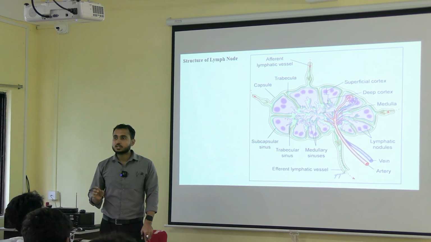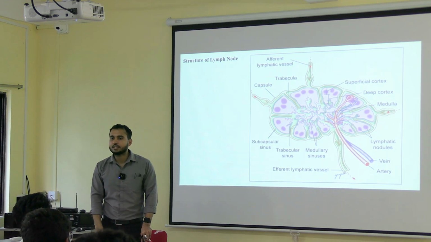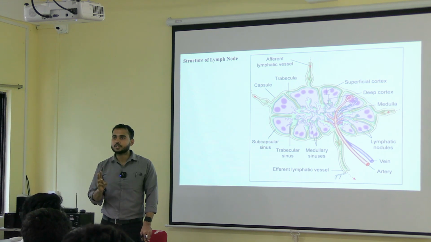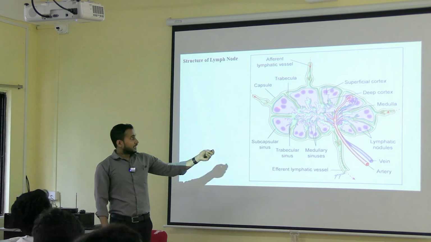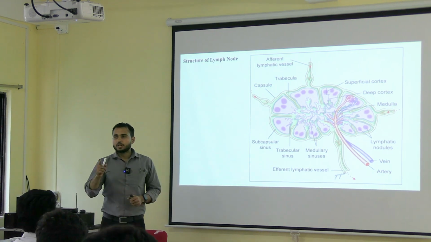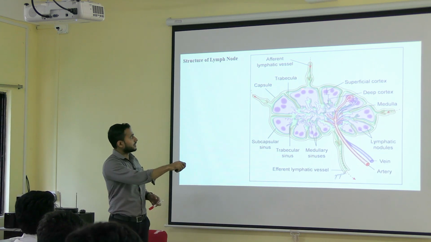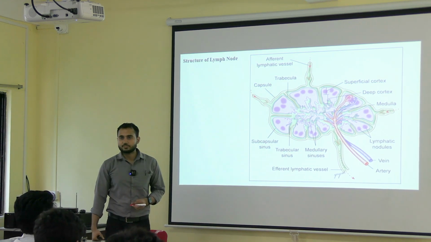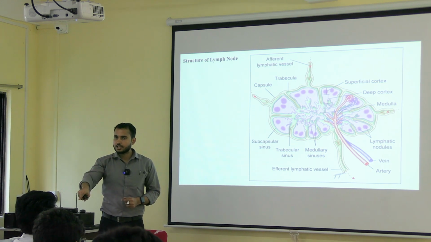Next, three different types of sinuses are present inside the lymph node. Now what are those three different types of sinuses? In the lymph node, as I said, the convex surface is there, and the lymphatic vessels enter the convex surface. Through the lymphatic vessel, the lymph is coming inside the lymph node.